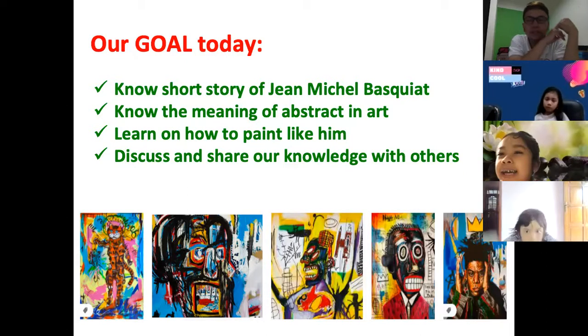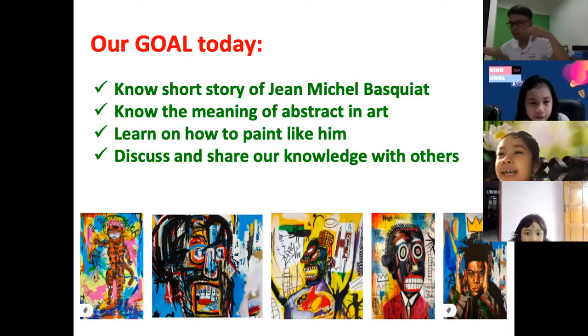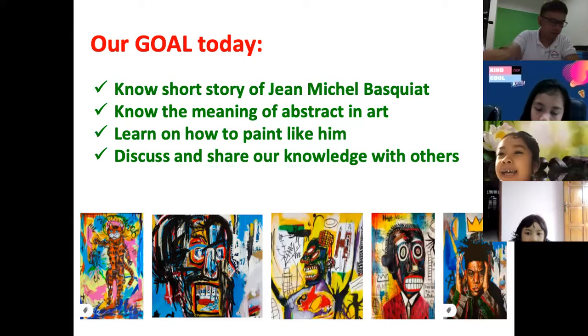Which element in this painting do you like? I like the cat one. Oh, you like the cat one. All right then. How about you, Ruth? What is the element of the art that you like? The cat one too. Oh, you like the cat one too. Okay then.